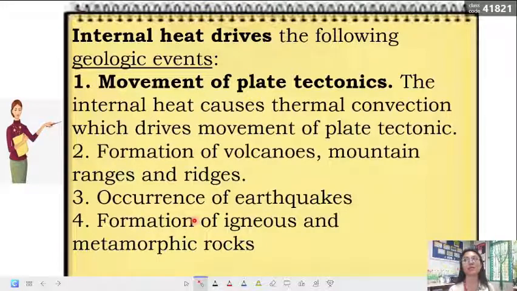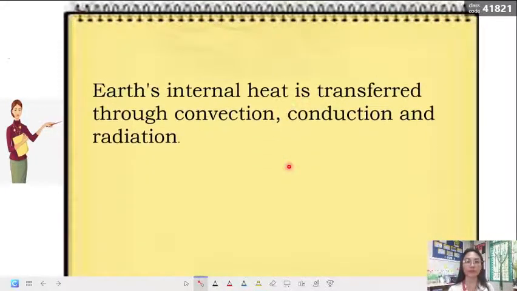Number 2, formation of volcanoes, mountain ranges, and ridges. So if you notice, nakadaghan ang mountains na to, that's because of the internal heat. Occurrence of earthquakes, of course, it's very common because we experience this one. And then formation of igneous and metamorphic rocks because we have this internal heat of our Earth. So these are the geologic events. Okay, students, are you still following?